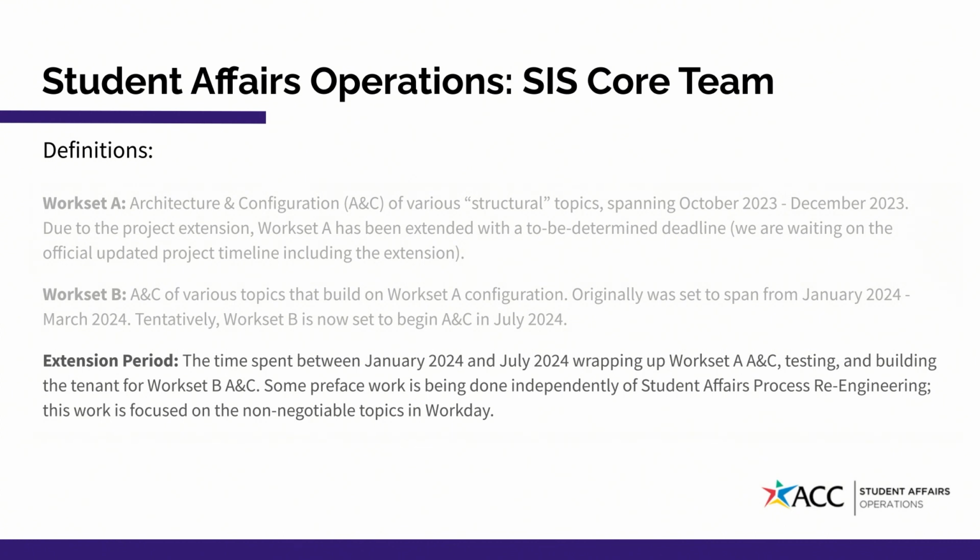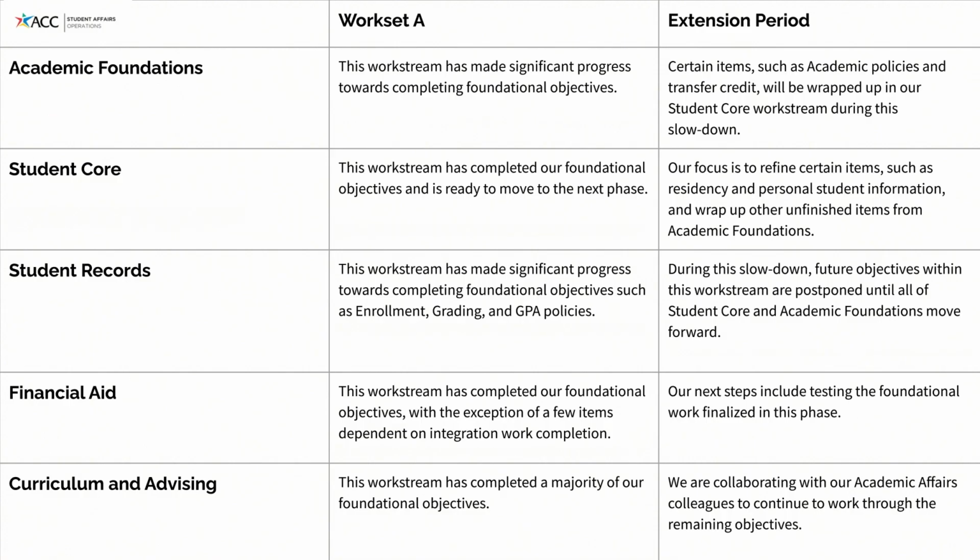So, for example, we will always and forever have residency. We will always continue to have registration. And so what we can do is we can still build out what those things will look like because we will always do them. So next we'll move into each work stream and where they're at.